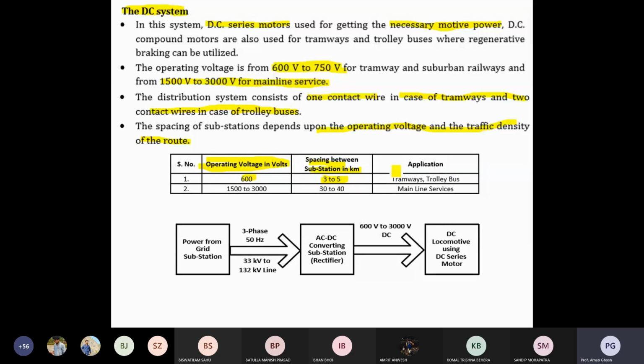The applications are in tramways and trolley buses. Trolley buses are sometimes also used for conveyor belts, or as goods carriers for big cargo that is traveling from one place to another. That is the trolley bus.